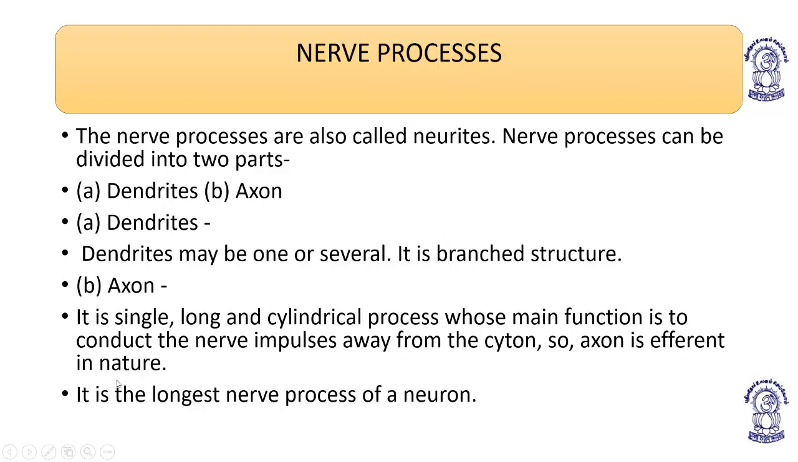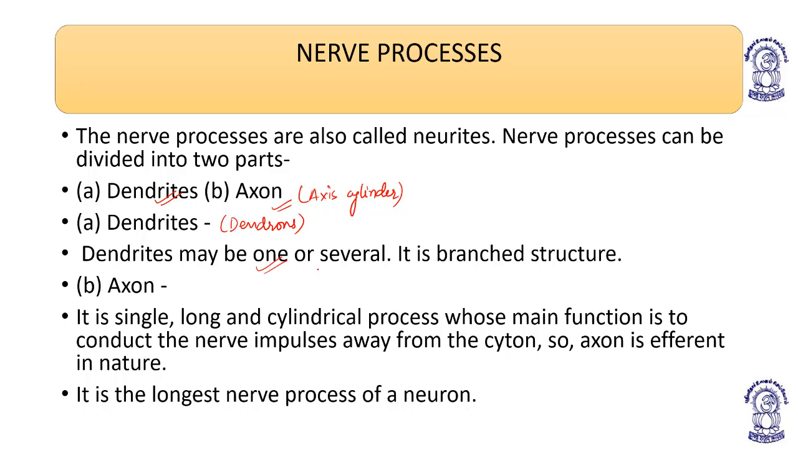Now, the nerve process is called a neurite, which varies in length. Neurites basically extend from the cyton, and they are of two types, dendrites and axons. Dendrites are also known as dendrons, and the axon, or axis cylinder, is also known as neuroaxon.